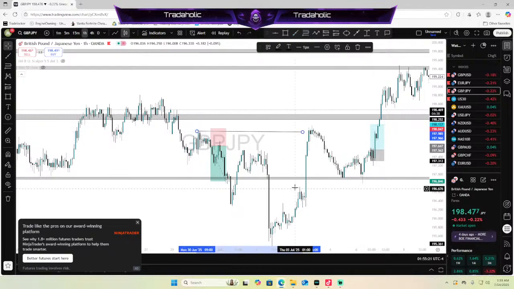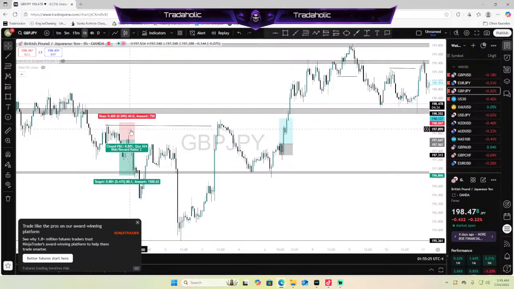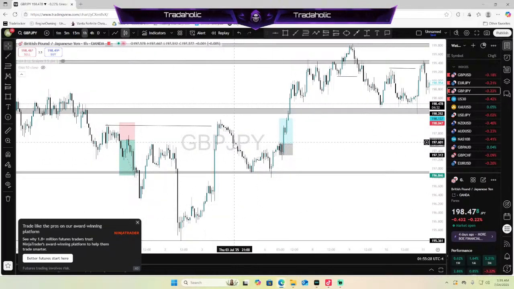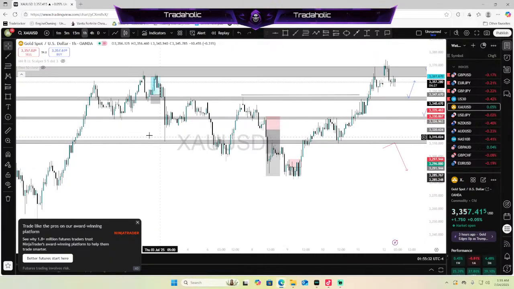And now this is where the bias shifts, where you have a new higher high and higher low and new higher high. This is where I shift my bias from looking for sells to looking for buys above this area. And that's why I decided to take these buys. Let's go over another trade I took.